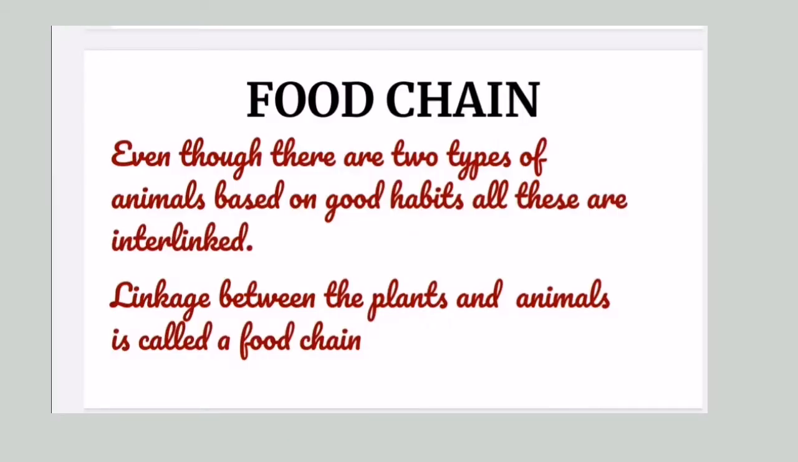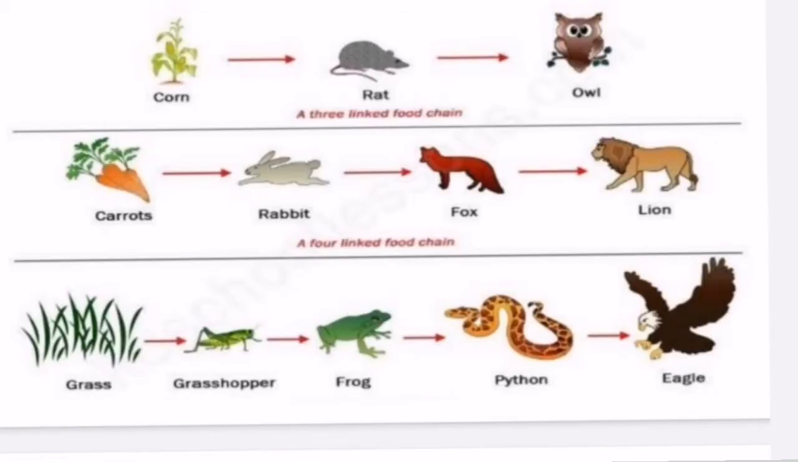Next, coming to the food chain. Even though there are different types of animals, they are all interlinked, and this interlinkage between plants and animals is called the food chain. Let us see some examples of how these animals are interlinked with one another. Carrot is eaten by rat, rat is eaten by fox, and fox is eaten by lion. This is one type of food chain.